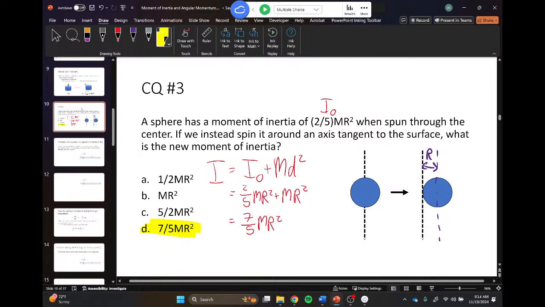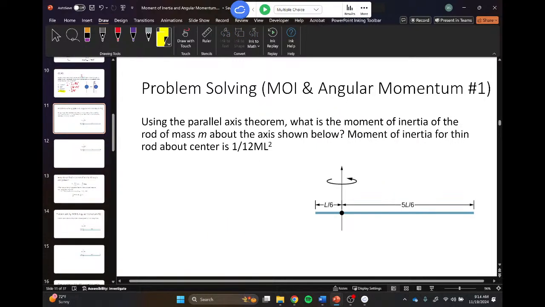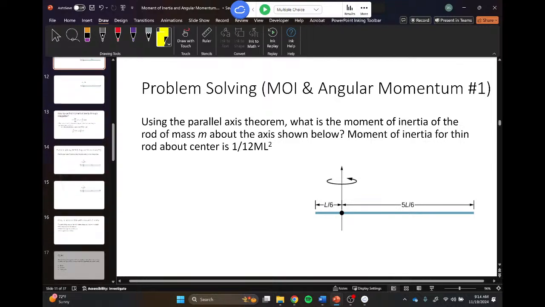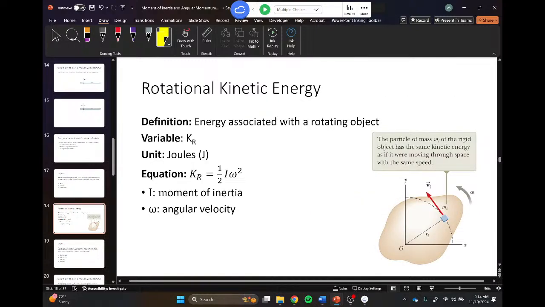Okay, there's one last equation I want to show you all. We'll practice this moment of inertia again next time, but since we're running out of time for the lab, I need to teach you this very briefly. You've actually already seen it. The rotational kinetic energy is 1/2 I omega squared. We derived that previously.